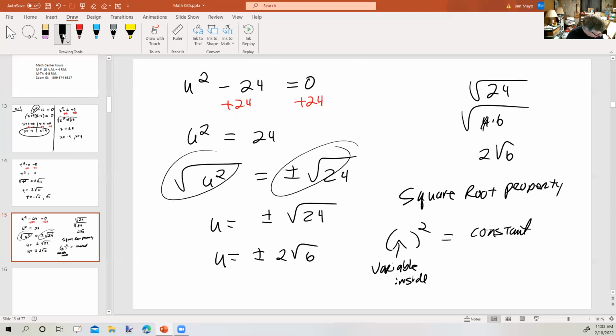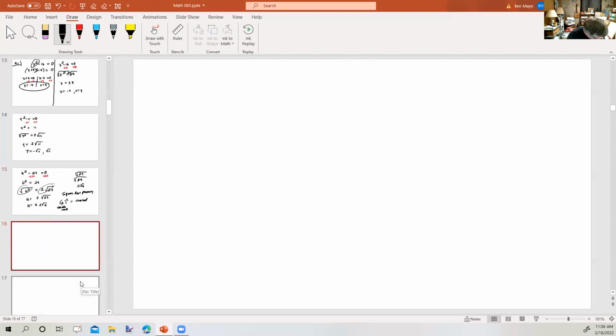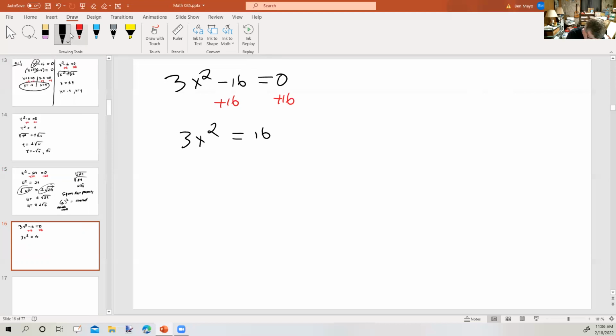Okay, let's take a look at one more example. I have 3x squared minus 16 equals 0. To solve this equation, first of all, I'm going to add 16 to both sides of the equation, which gives me 3x squared equals 16. Then I'm going to divide both sides by 3, so I get x squared equals 16 thirds.